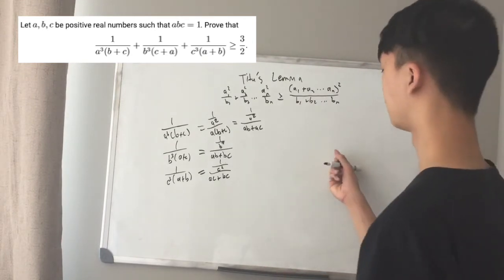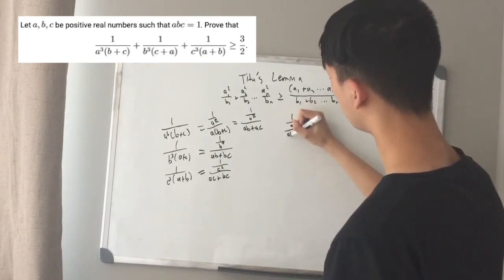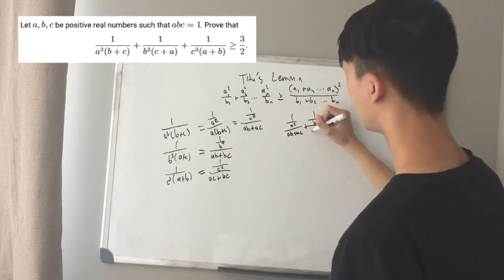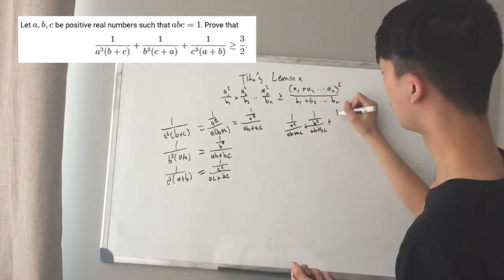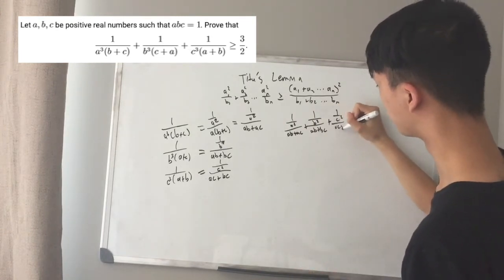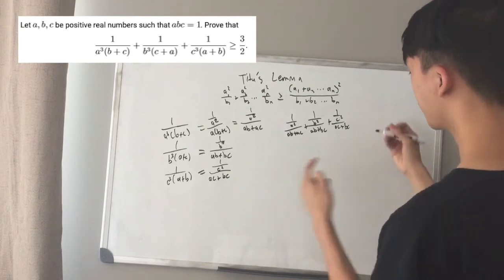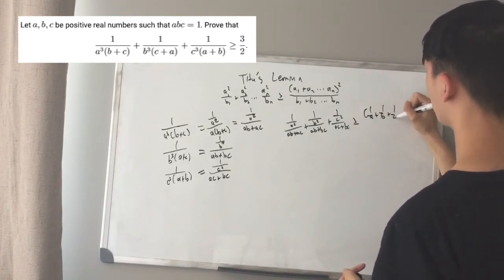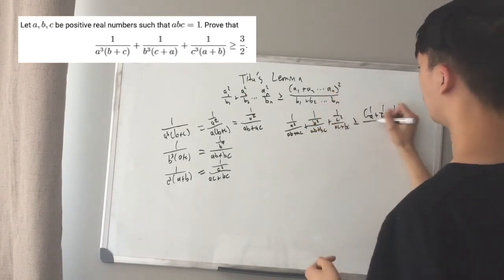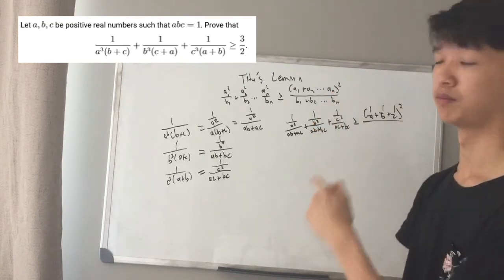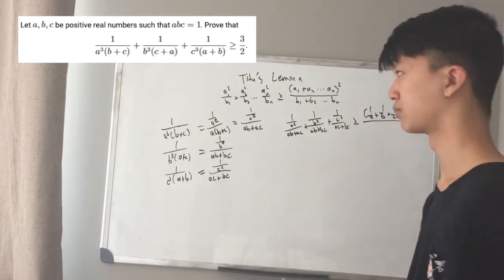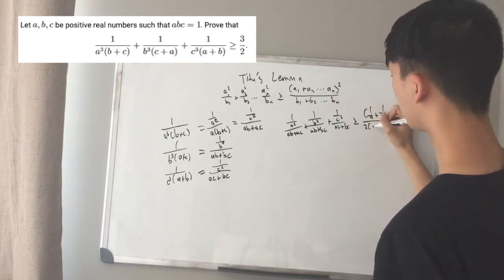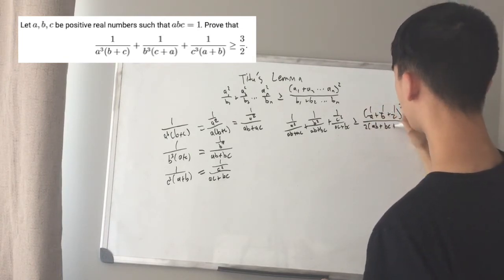So now we have 1 over a squared over ab plus ac, plus 1 over b squared over ab plus bc, plus 1 over c squared over ac plus bc. And so this is greater than or equal to 1 over a plus 1 over b plus 1 over c, all squared, divided by ab plus ac plus ab plus bc plus ac plus bc. Now adding all these terms together, we get 2 times ab plus bc plus ac.